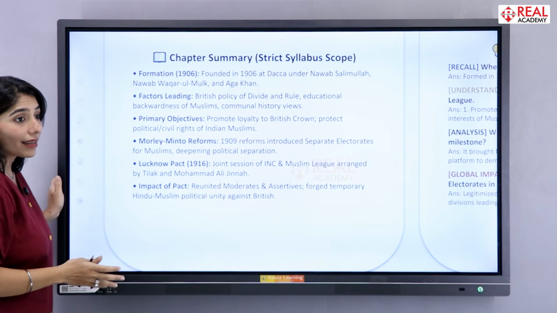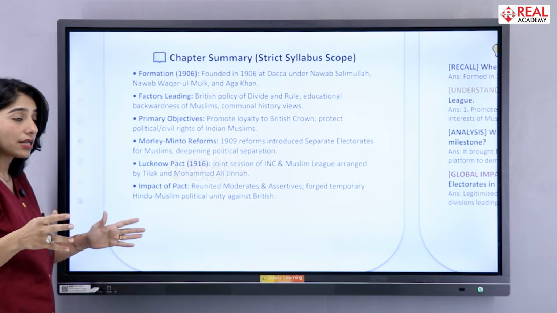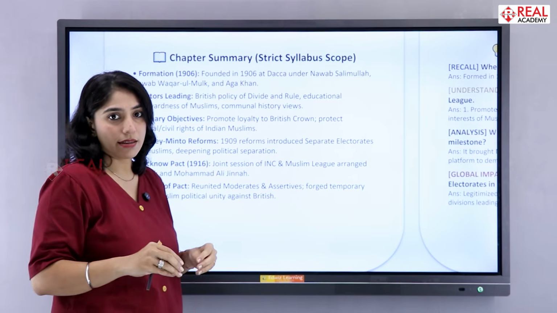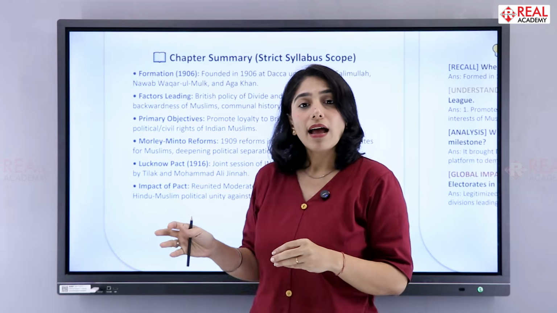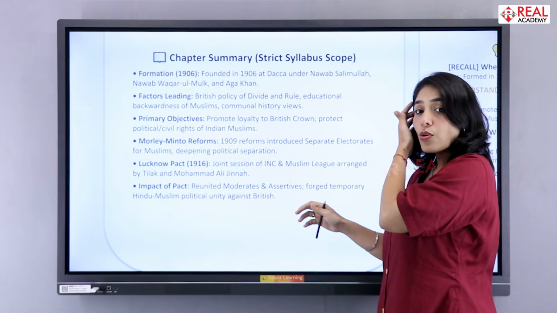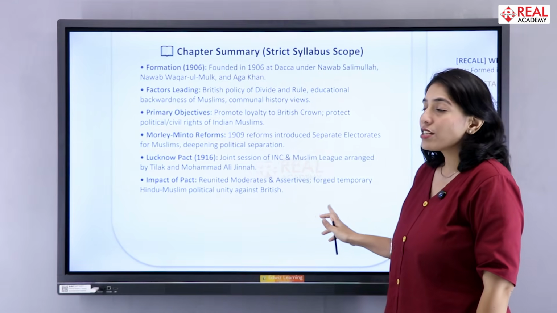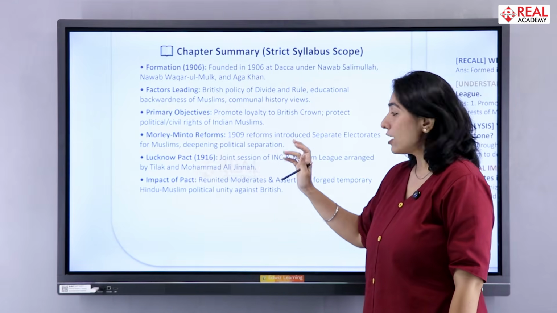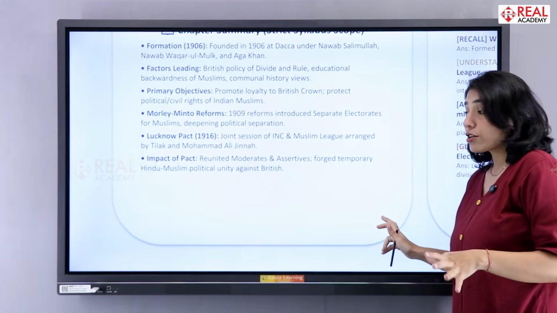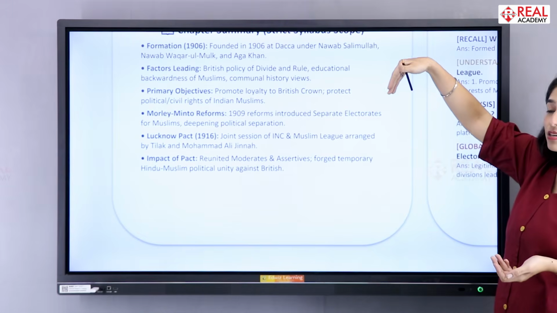Now the Lucknow Pact. In the Surat split, both separated. In the Lucknow Pact, we see how both come together. The assertives and the moderates become one at this point of time. You have a joint session of INC and the Muslim League, which was arranged by Tilak and Muhammad Ali Jinnah. What was the impact of it? As I already spoke, this reunited the moderates and the assertives.